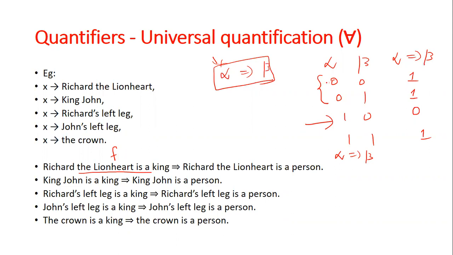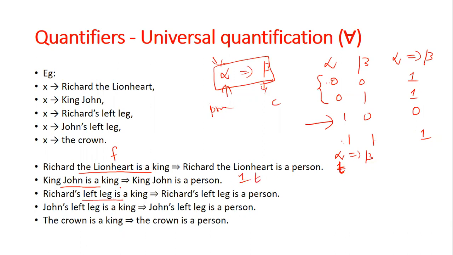This part is the premise and this is the conclusion. Alpha is the premise. If the premise is false, then the result will be true. So here Richard is not the king, so the result is true. Similarly, King John is a king is true, because the king attribute is applicable only to John as per our diagram. King John is a king implies King John is a person is also true. So this case is 1 1 1, and it is true.